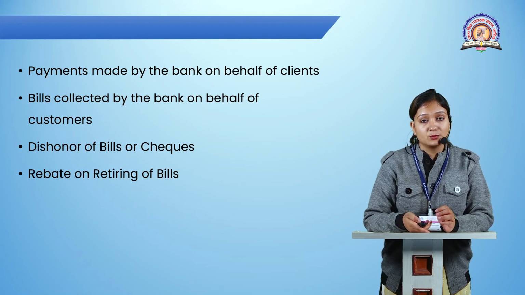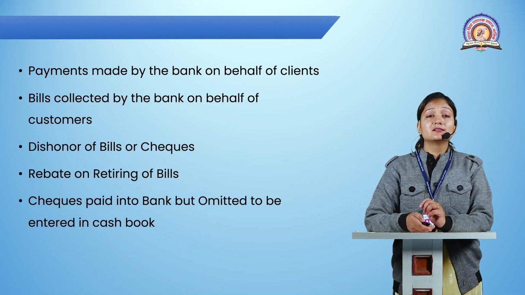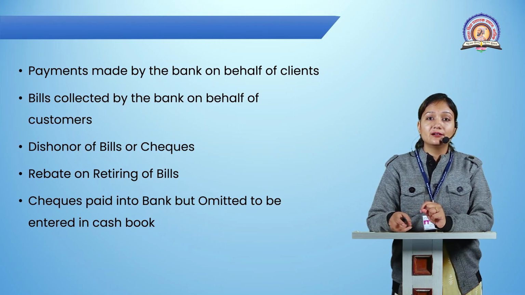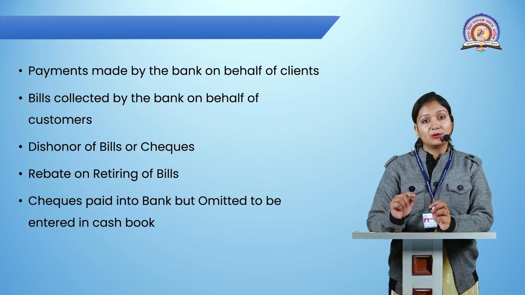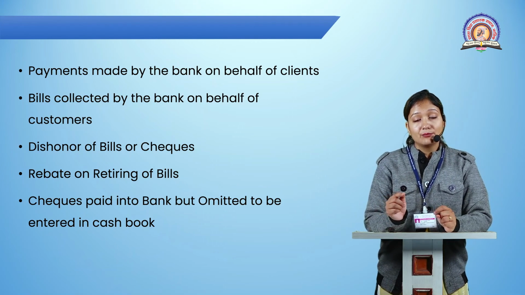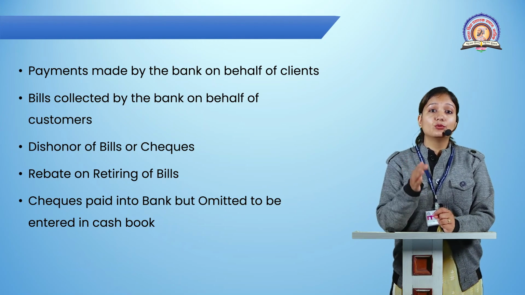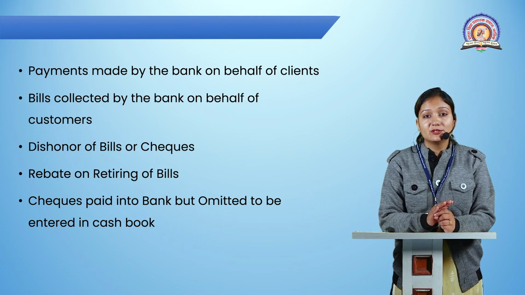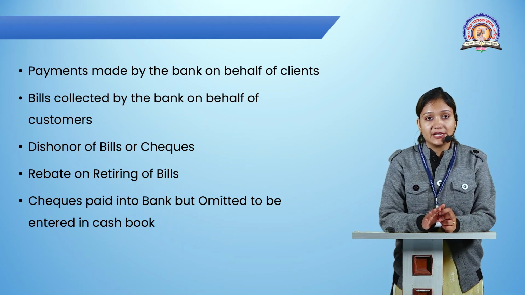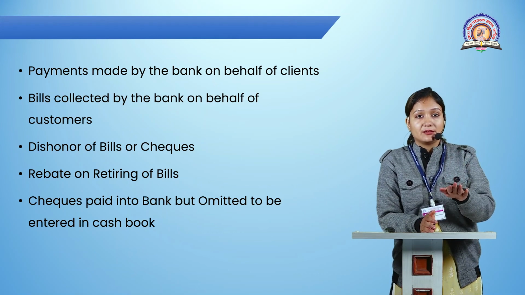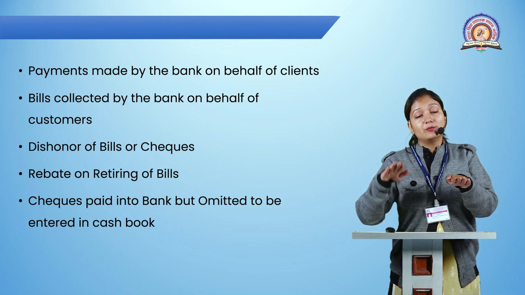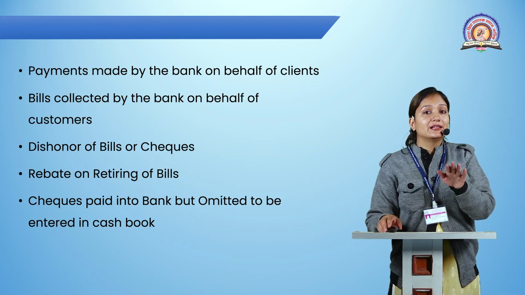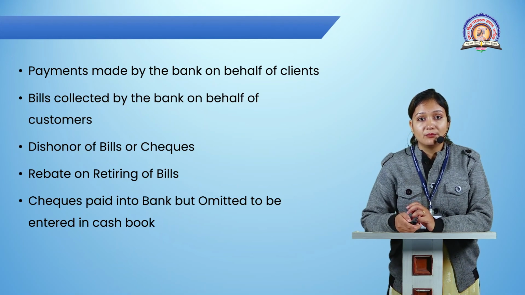Next is checks paid into bank but omitted to be entered in the cash book. Now, what happened? A businessman paid some amount by check to the bank, but by mistake it was omitted in the cash book. Omitted means what? It has not been entered in the cash book. So you have paid the check, but it has been omitted. So your cash book balance is not going down, but the passbook balance is going down. So there is a difference between cash book and passbook.